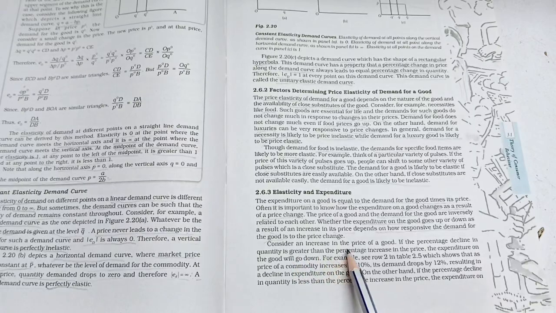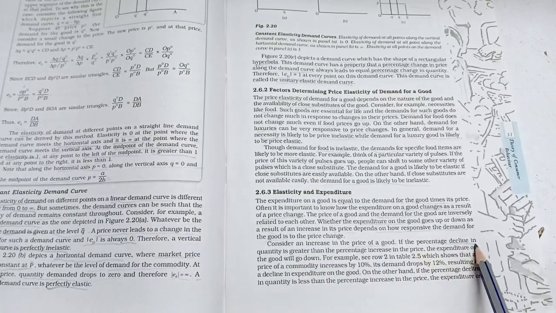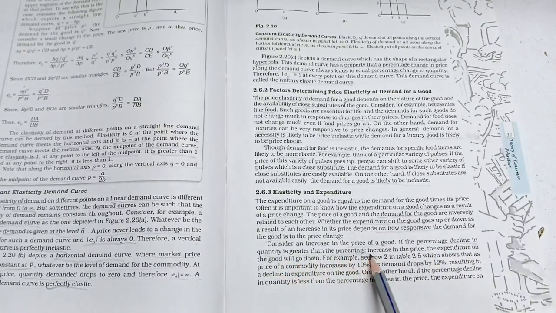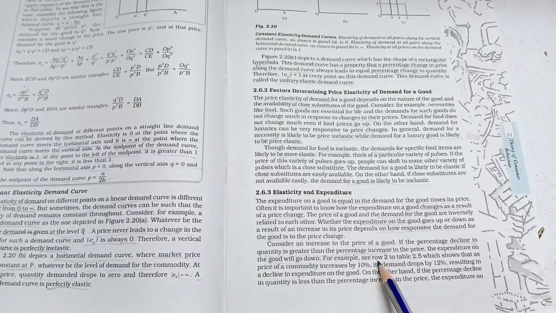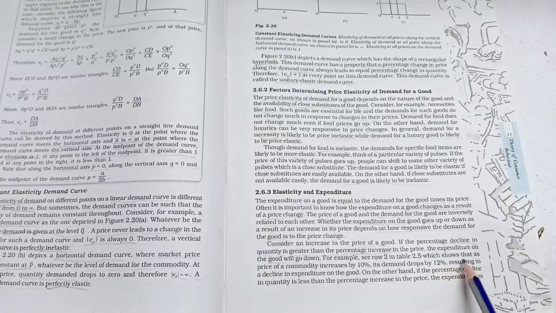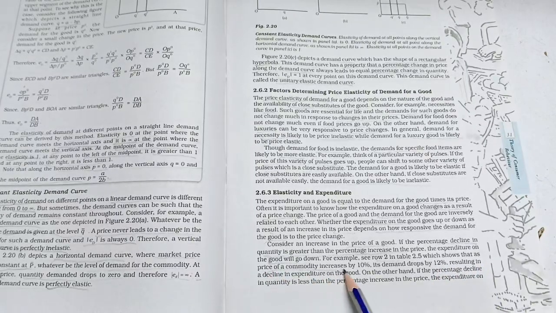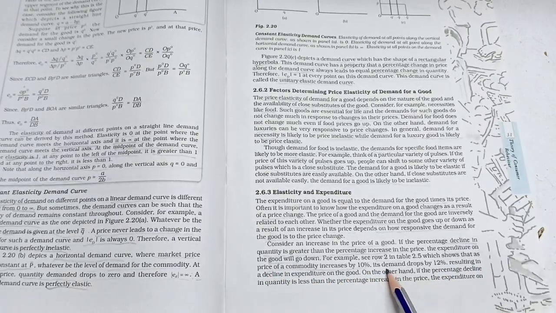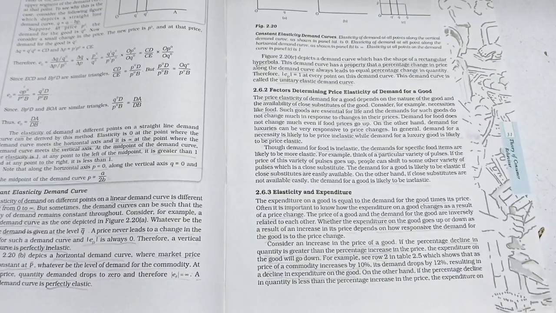Consider an increase in the price of a good. If the percentage decline in the quantity is greater than the percentage increase in the price, the expenditure on the good will go down. For example, see row 2 in table 2.5, which shows that as the price of the commodity increases by 10%, its demand drops by 12%, resulting in a decline in expenditure on the good.